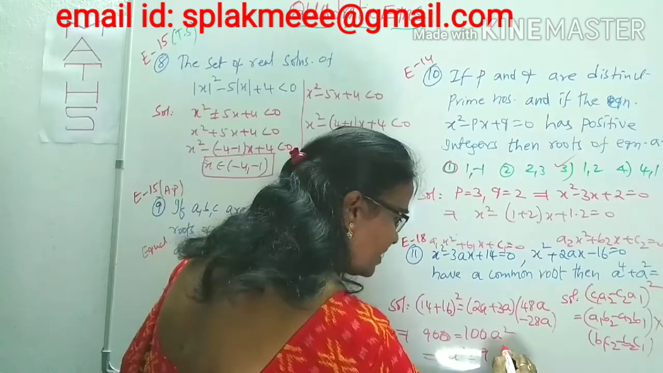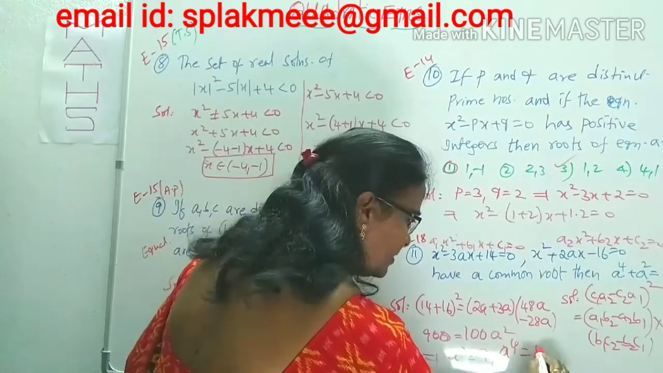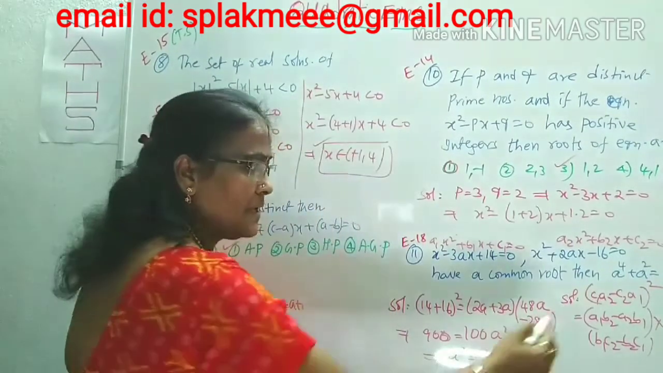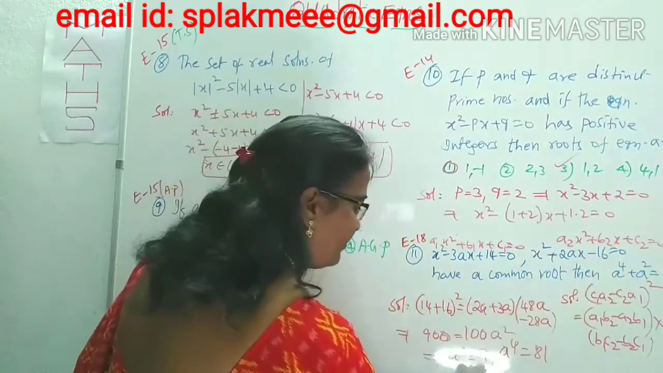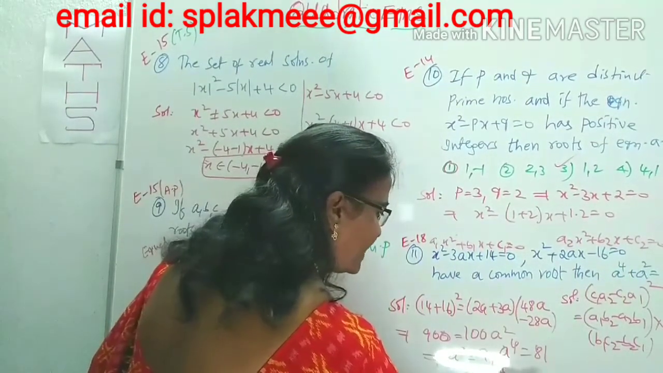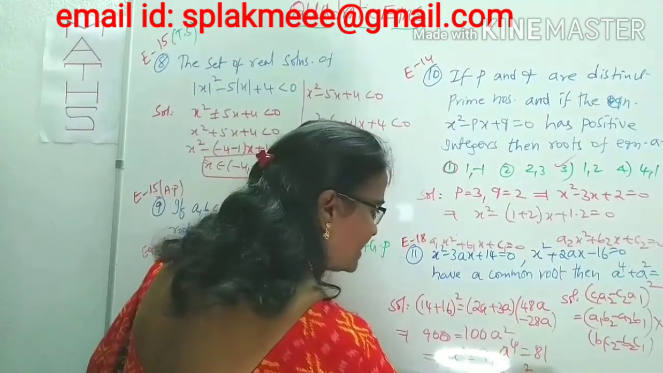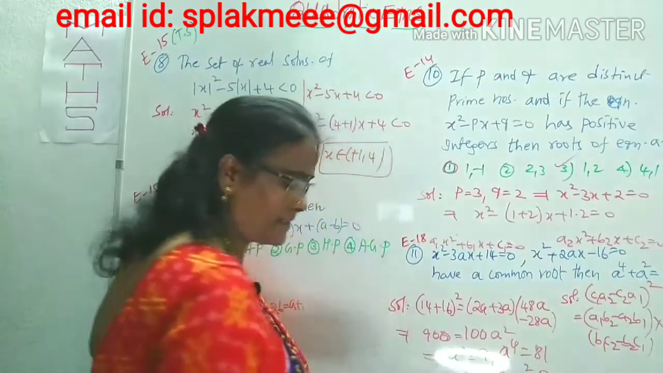a square is 9 means a power 4 is 81. What is asked? a power 4 plus a square. Therefore, the final answer is a power 4 plus a square is 81 plus 9, which is 90. Like that they will ask.